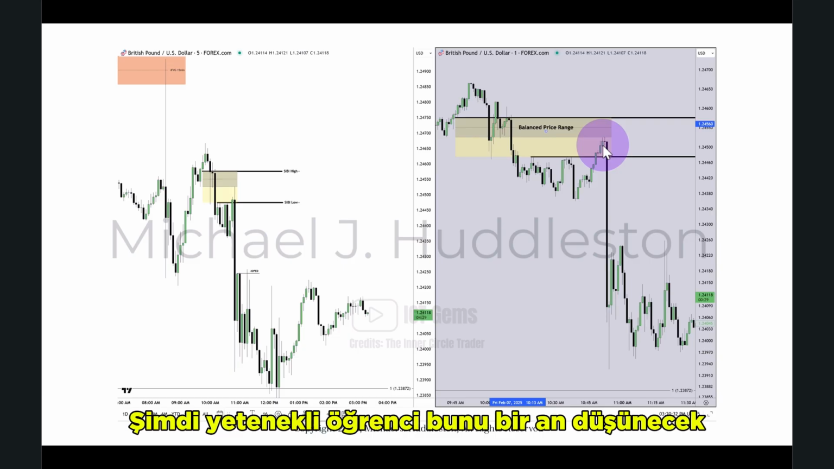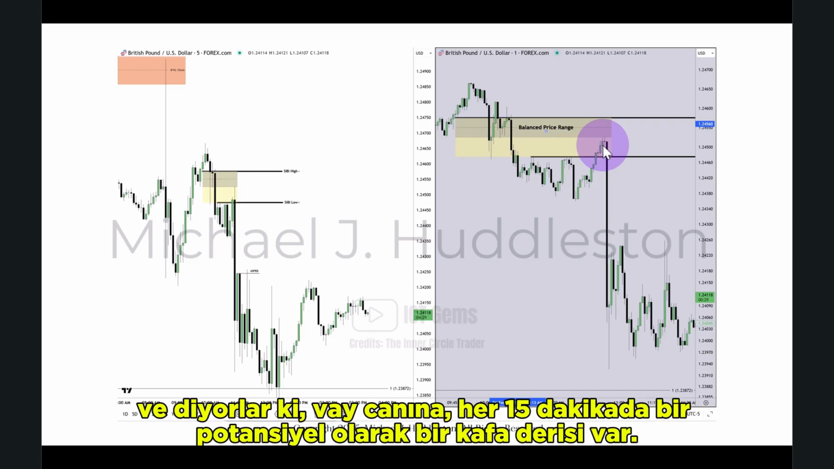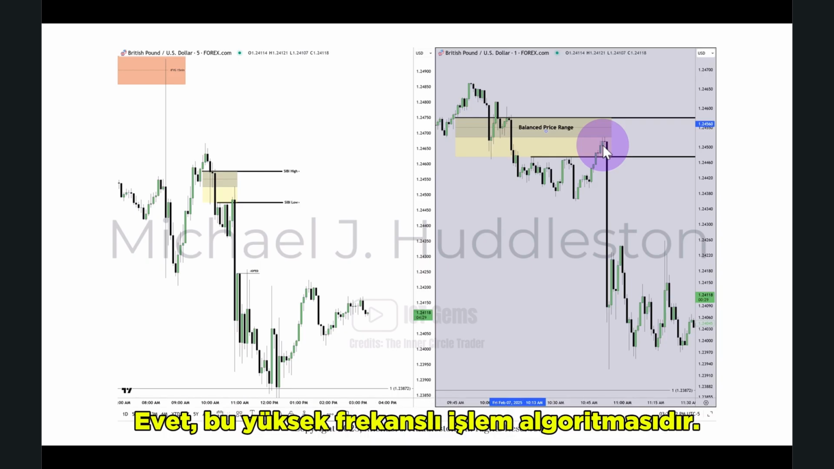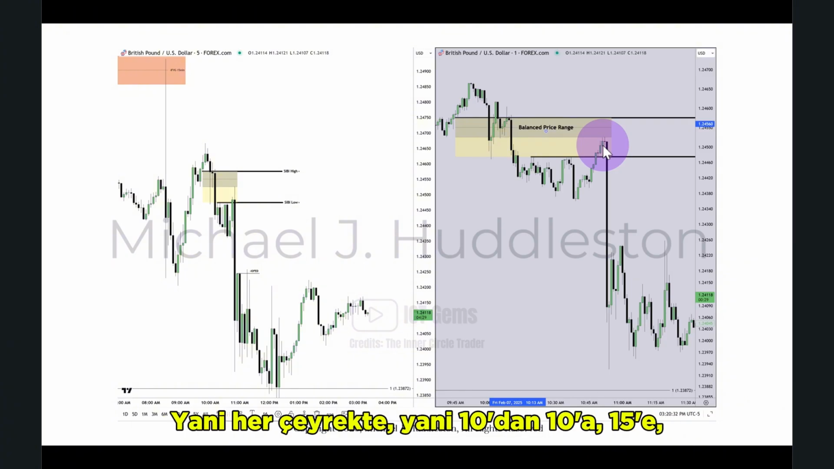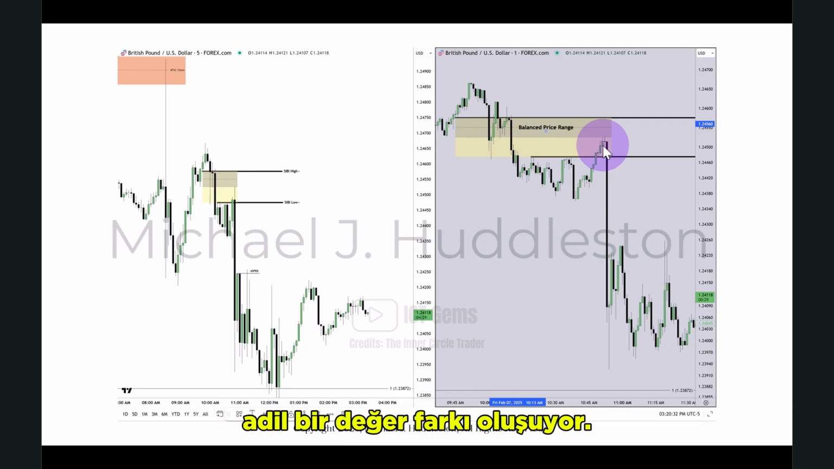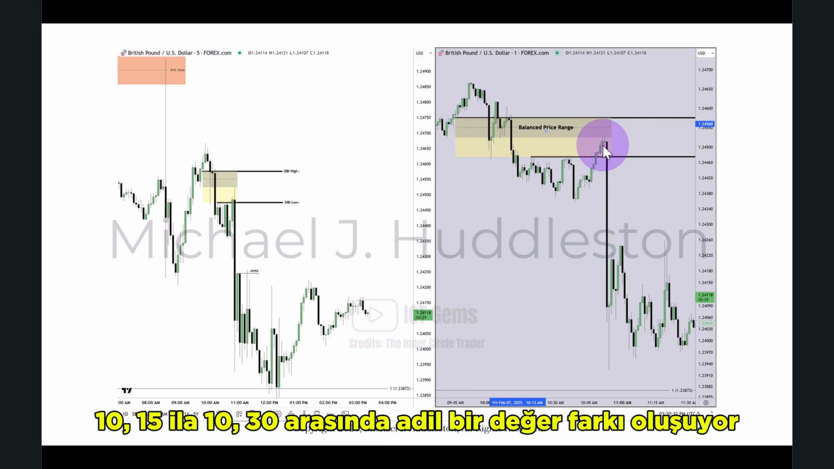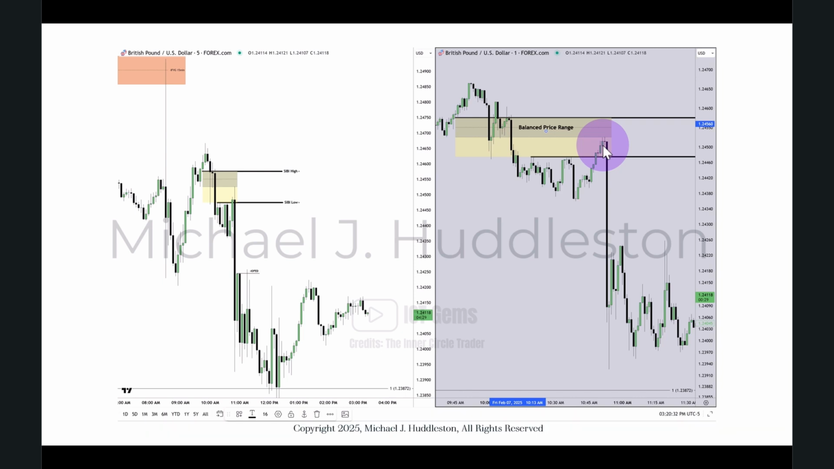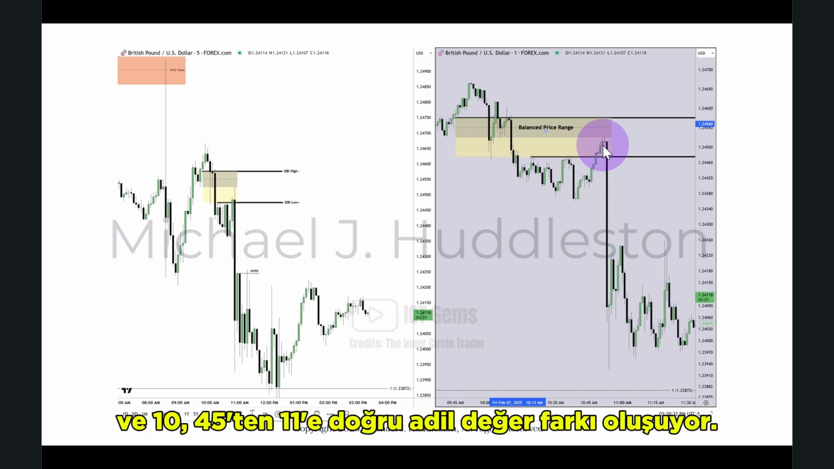Now, the apt pupil will think about that for a moment and say, wow, there's potentially a scalp every 15 minutes. Yes, that's high frequency trading, algorithmically. So every quarter, so 10 to 10:15, there's a fair value gap forming. 10:15 to 10:30, there's a fair value gap forming. Between 10:30 to 10:45, there's a fair value gap forming.